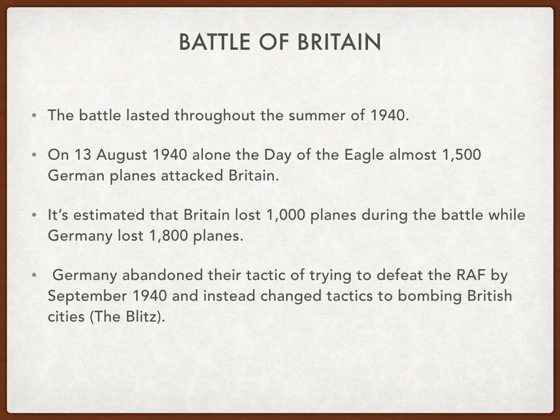On the 13th of August 1940 alone, known as the Day of the Eagle, almost 1,500 German planes attacked Britain. It's estimated overall that Britain lost 1,000 planes during the battle, while Germany lost closer to 2,000, about 1,800 planes. Germany eventually abandoned their tactic of trying to defeat the RAF by September of 1940, realizing that they couldn't defeat Britain and sustain this attack on Britain. Instead, they changed their tactics to bombing British cities, known as the Blitz, which we will look at in the next video.